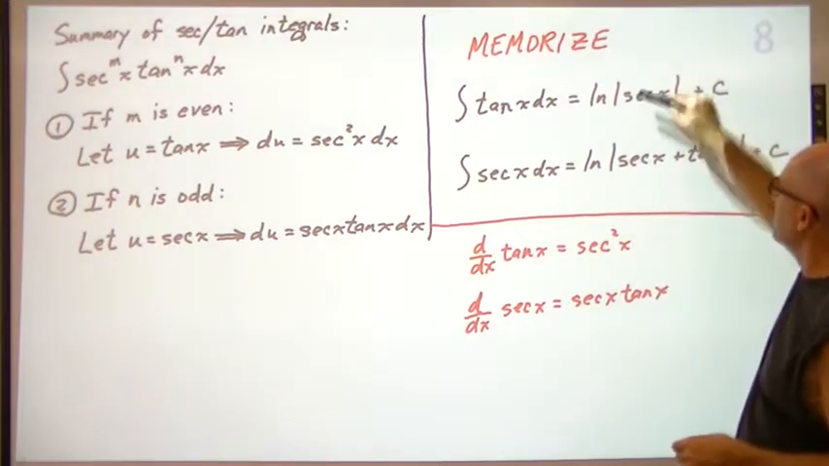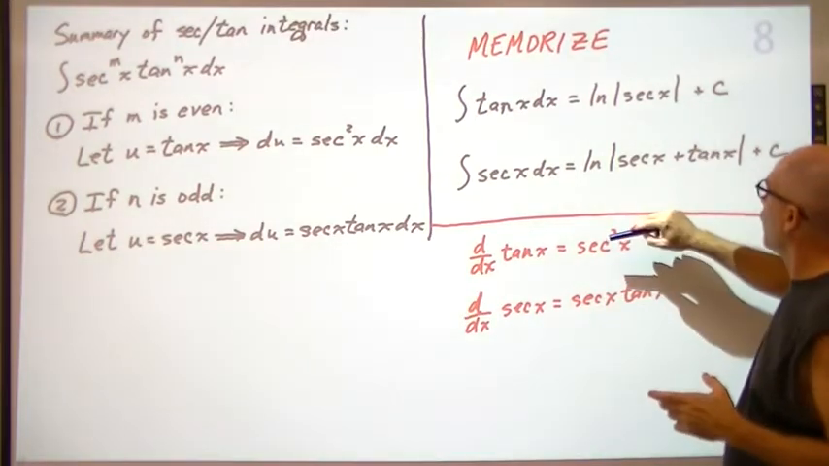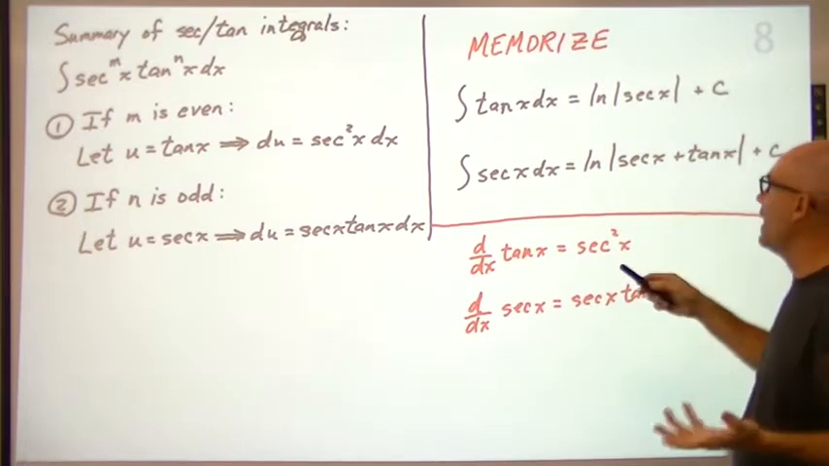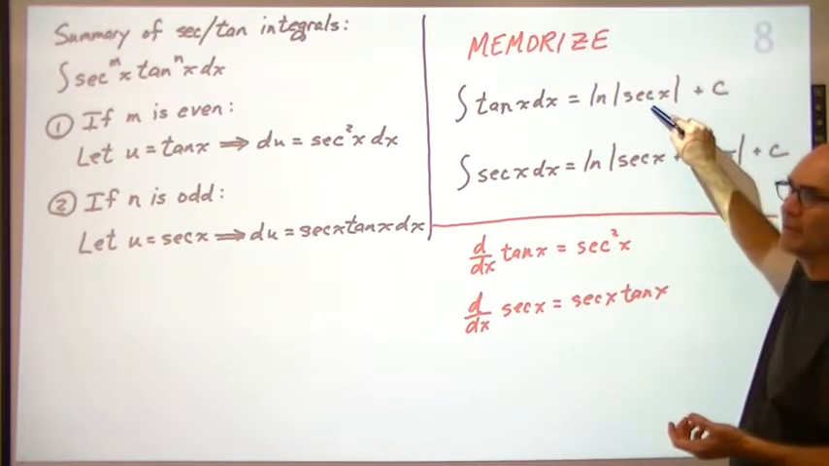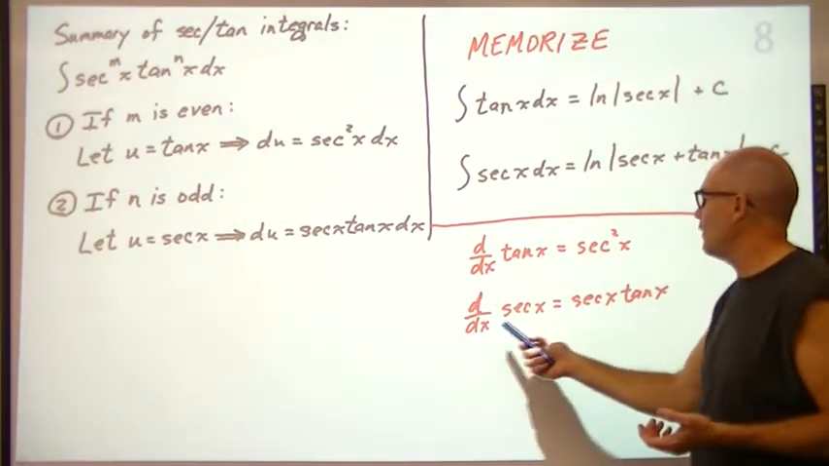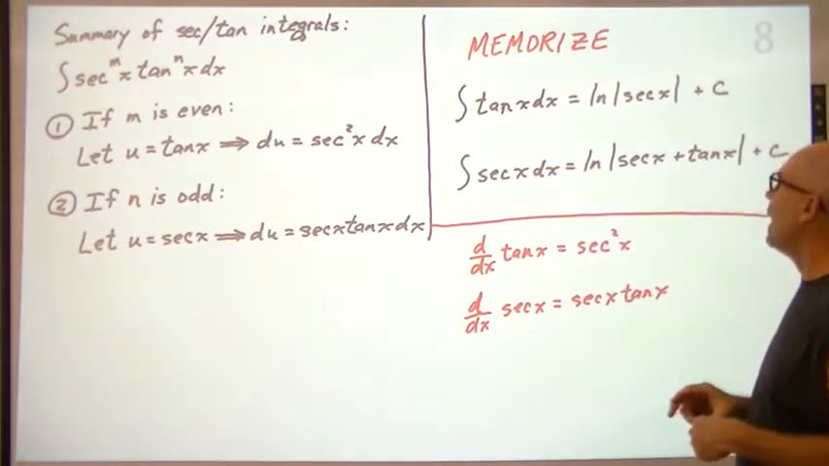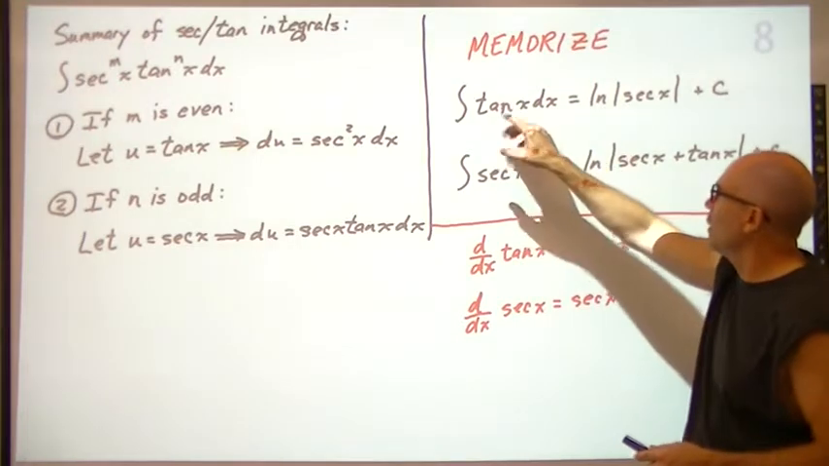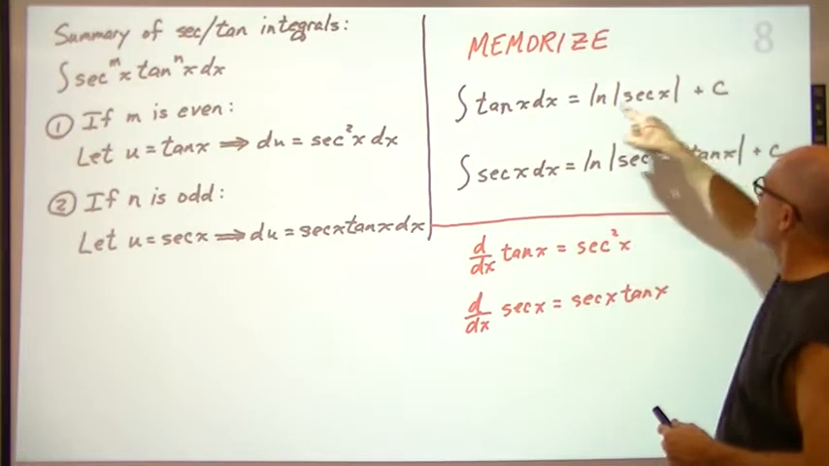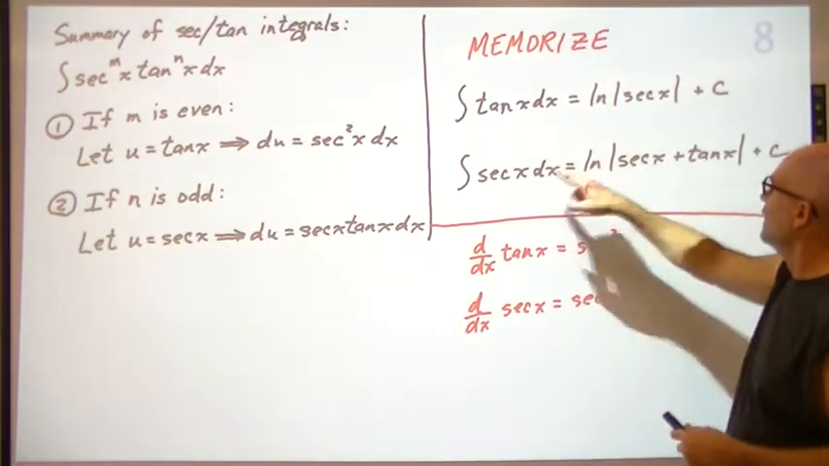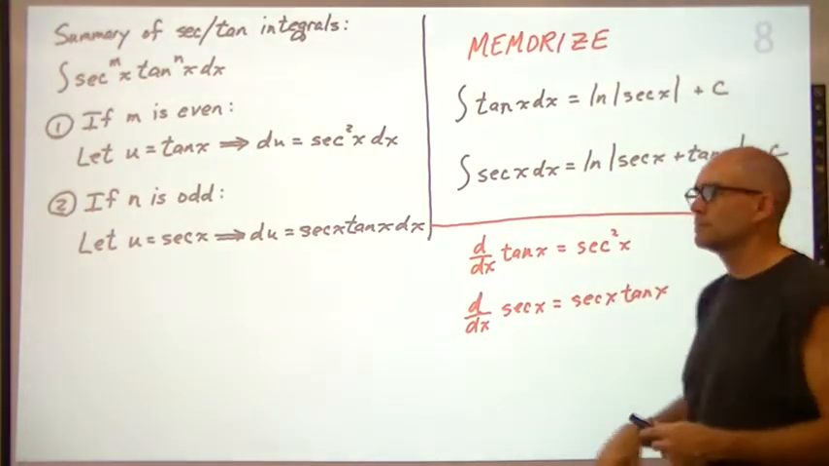So there are some similarities here. It's not a proof that these work, but it's a memory peg. If you remember the derivative of tangent is secant squared, the integral of tangent has secant in it also. And if you know the derivative of secant is secant tangent, then the integral of secant has secant and tangent in it. Now, you just have to remember that the integrals of tangent and secant are both natural logs: the integral of tangent is natural log secant, and the integral of secant is natural log secant plus tangent.